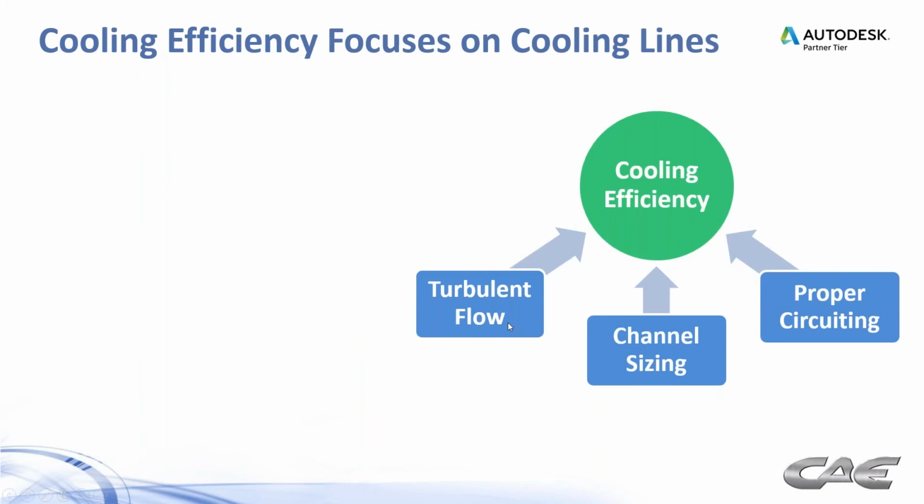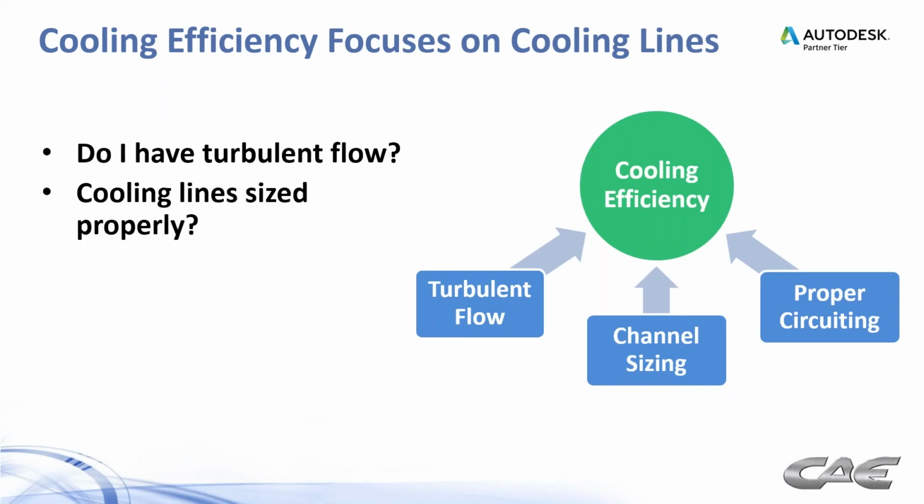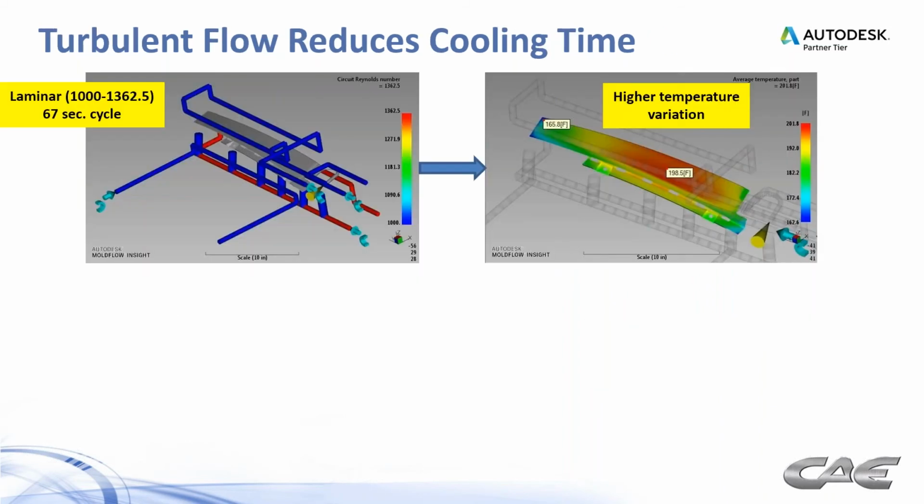And now we're going to look at the cooling lines themselves. And 3 questions you really need to ask. Do I have turbulent flow? Are the cooling lines sized properly? And do I have proper circuiting? So let's look at a design where maybe we don't have turbulent flow. Turbulent flow is more efficient heat transfer. When coolant flows in a laminar fashion, it kind of sets up layers through the cooling line that are a barrier to heat transfer. With turbulent flow, it allows that heat to move laterally across a cooling channel much more efficiently.